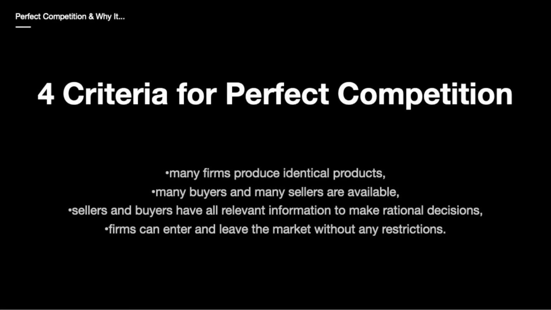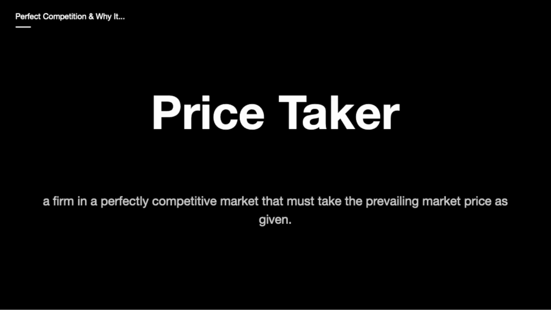Four criteria. Many firms produce identical products. Many buyers and many sellers are available. Sellers and buyers have all relevant information to make rational decisions. Firms can enter and leave the market without any restrictions. Price taker: a firm in a perfectly competitive market that must take the prevailing market price as given.